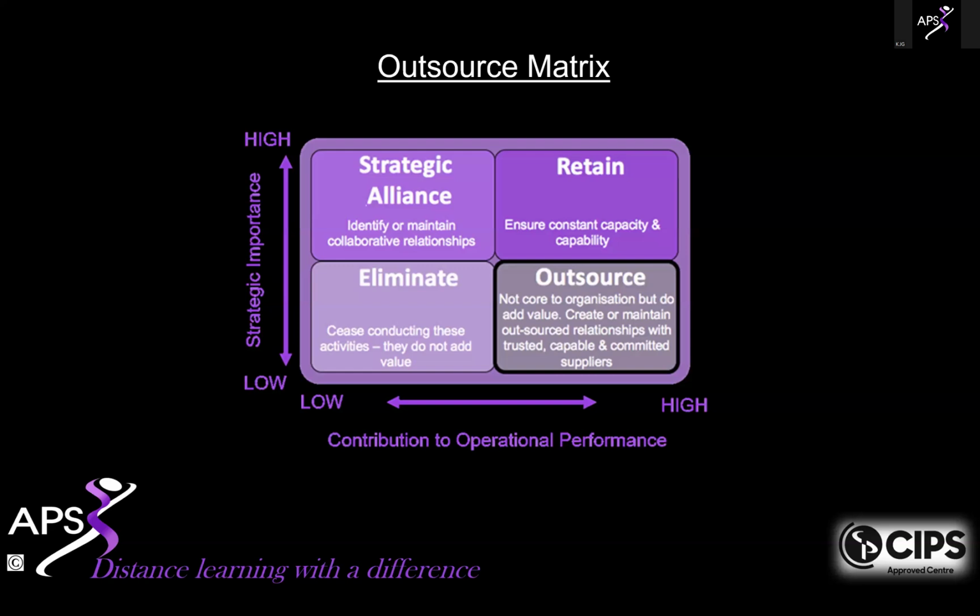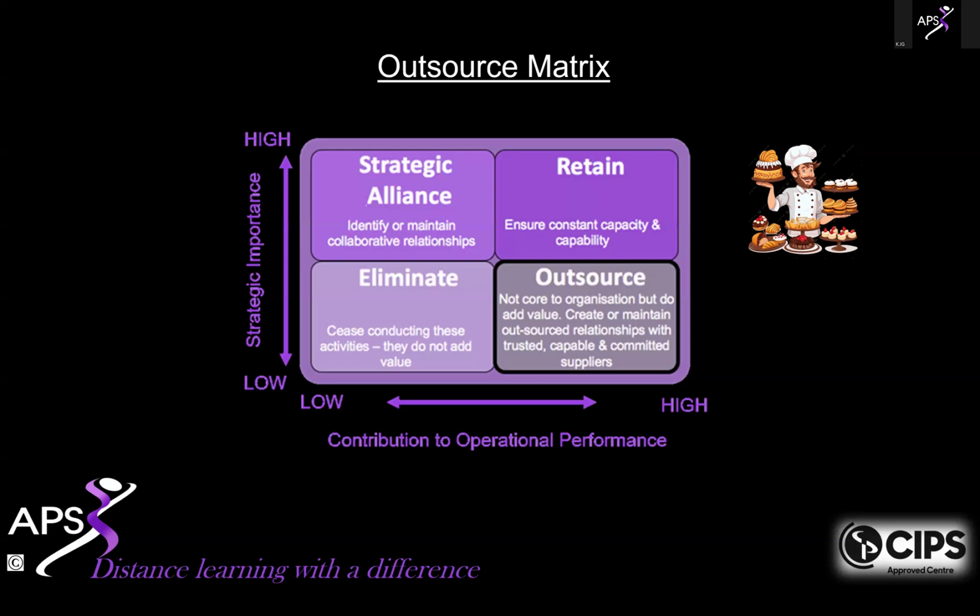So firstly, looking at our retain. This is a function that has a high level of operational performance and a high level of strategic importance. This is normally our core competencies. So if we think about the chocolate cake factory, a function that we would seek to retain that has a high strategic importance to the business and a high contribution to operational performance would be the baking of the cakes themselves.